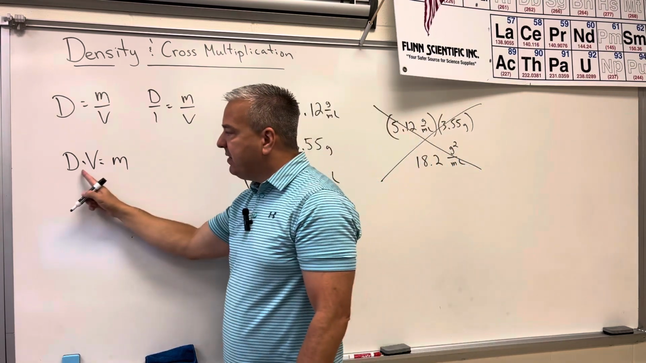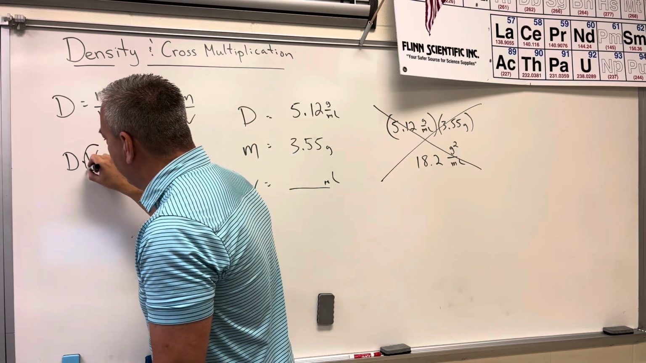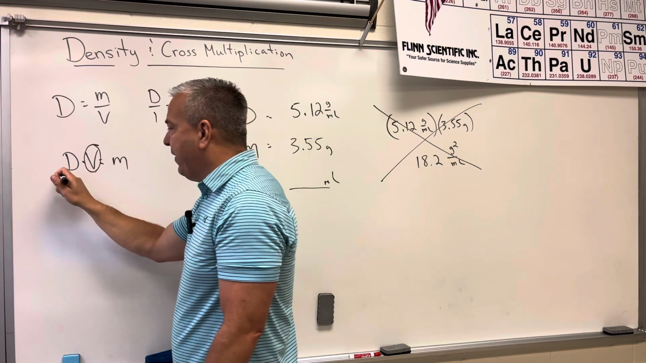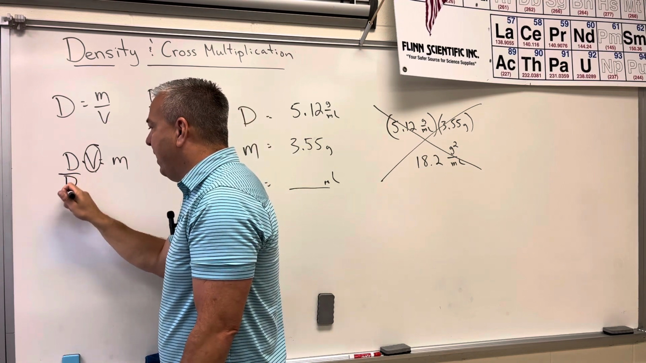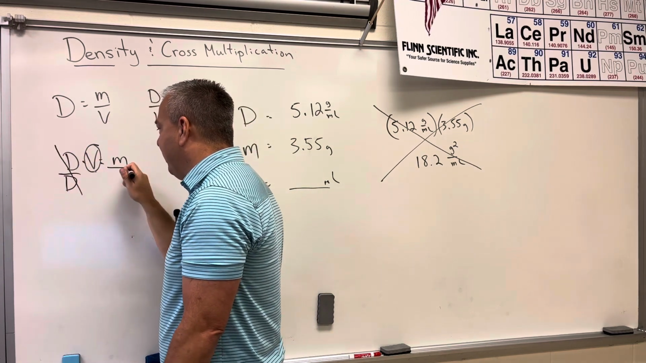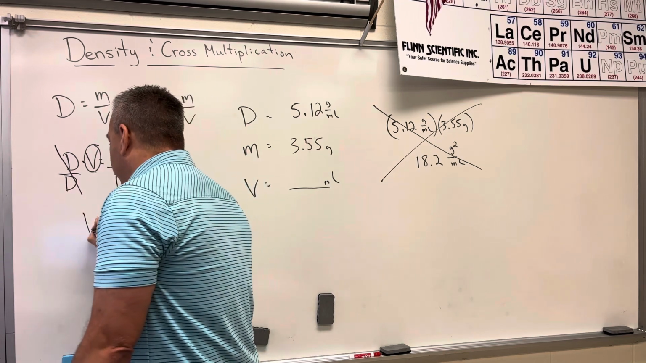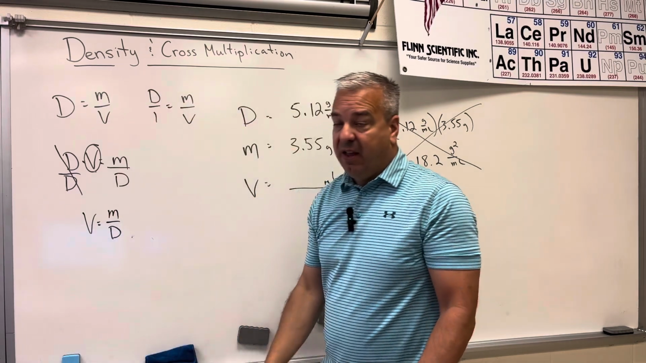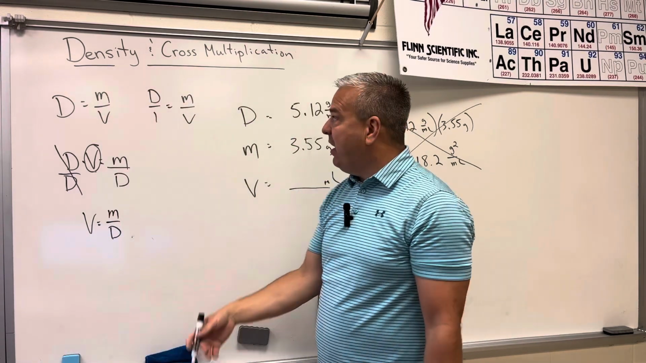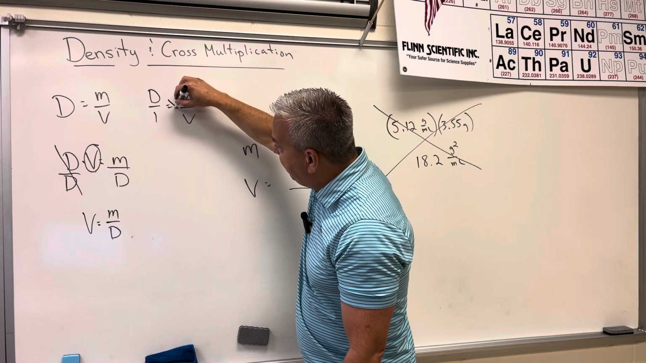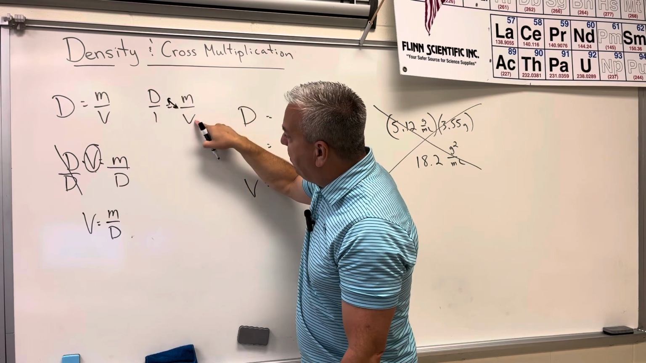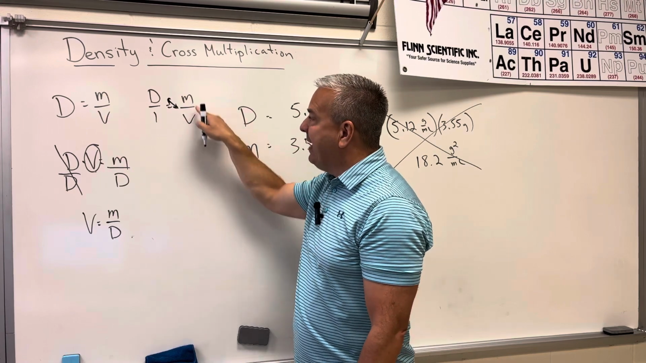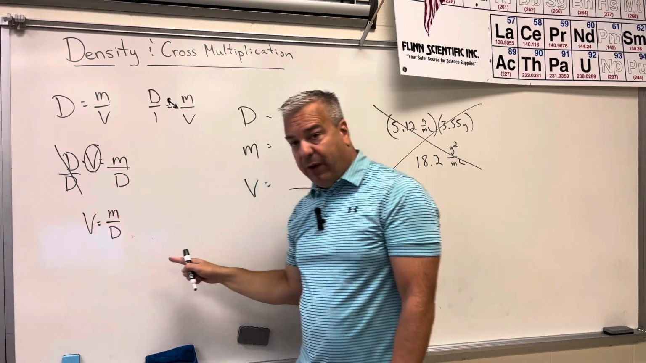Now, the volume is still tied to density, okay? So we want to separate the volume from the density. So what we're going to do is divide by d on both sides. So that's going to cancel out. And then my volume is equal to mass divided by density. The other way that you could have done this is just by flip-flopping these two. Bringing the volume up and the density down would still give you mass divided by density for the volume.